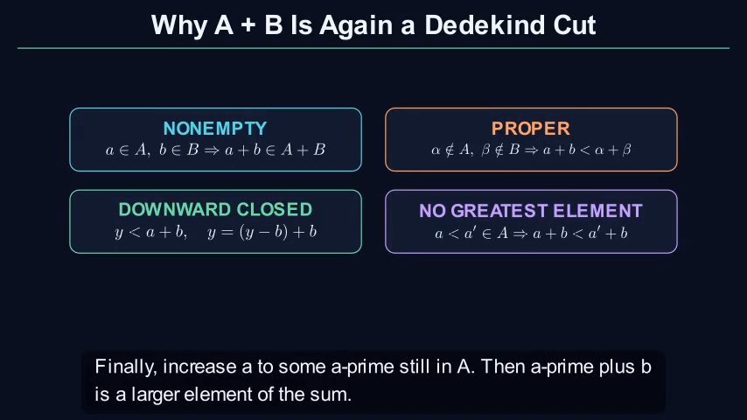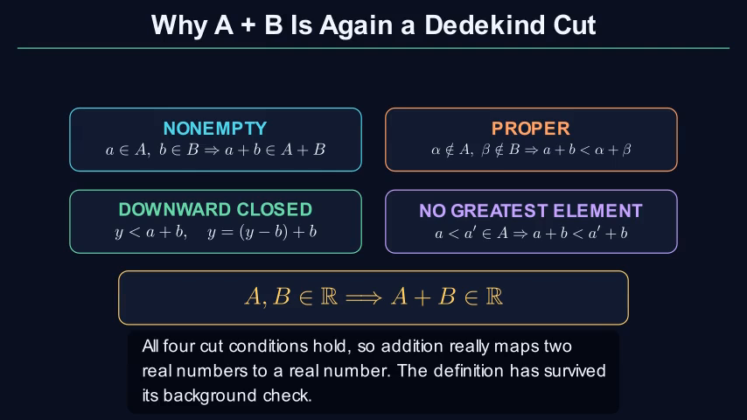Finally, increase a to some a prime still in A. Then a prime plus b is a larger element of the sum. All four cut conditions hold. So addition really maps two real numbers to a real number. The definition has survived its background check.